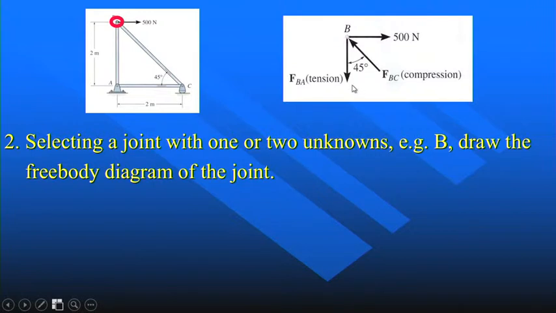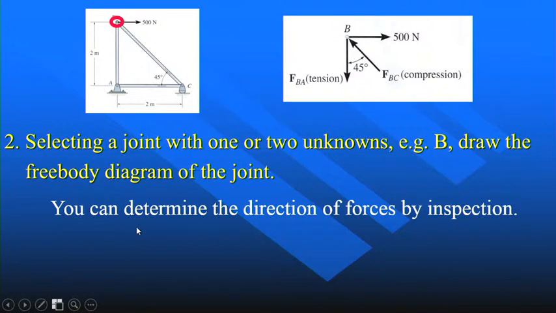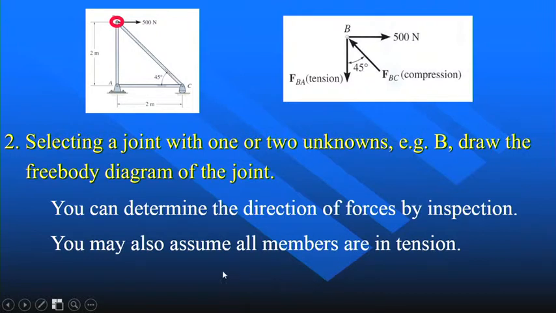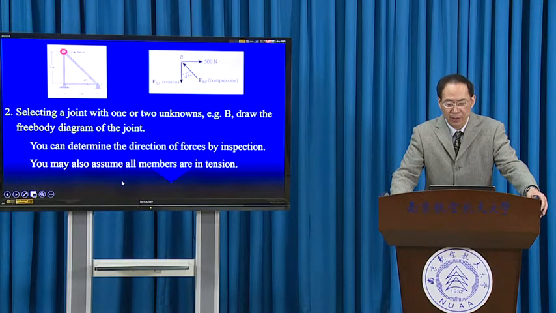So now we assume the FBA is in tension and FBC is in compression. This is assumed by inspection. So you can determine the direction of forces by inspection, or you may also assume all members are in tension for those complicated cases.